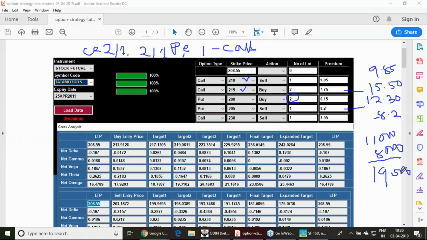To reduce this 19,000, I'm just selling one lot of 230 call option, which is bringing me back another near 7,000 rupees. So here my net investment on the capital front is only 12,000. Then the margin requirements will be there. So the margin requirement I will be seeing there.